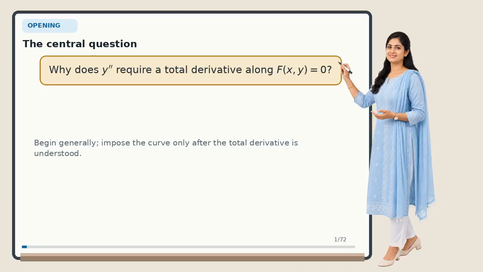Hello, in this lesson we will answer one precise question. After obtaining y prime equals minus f sub x divided by f sub y, why must the second derivative again use a total derivative along the curve? We will begin before imposing f equals 0 and proceed one mathematical line at a time.